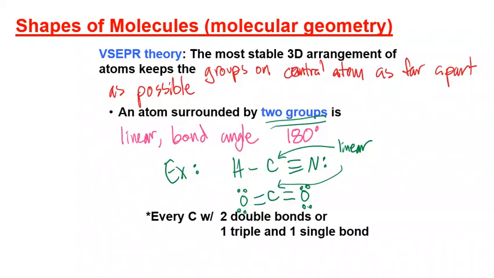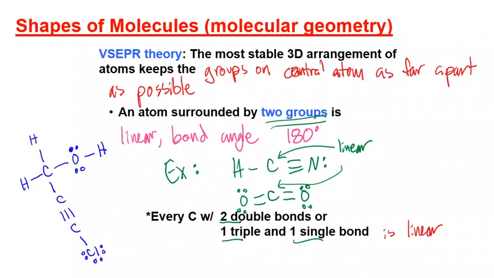Another thing to note is that every carbon that has either 2 double bonds or 1 triple and 1 single bond, like we see in these two examples, is going to be linear. Now we can apply this to atoms in larger molecules. So let me pause and draw an example of that. Alright, so here is my example. The question might be, find all of the atoms in here that have a linear shape.